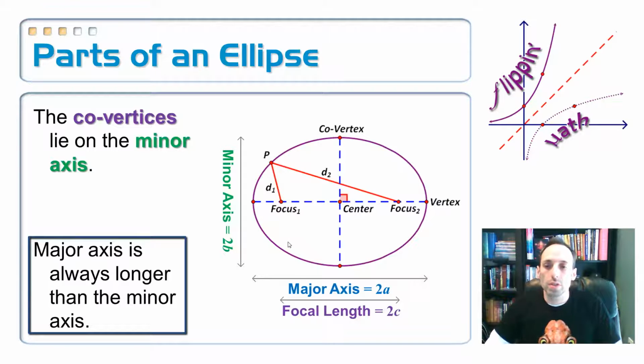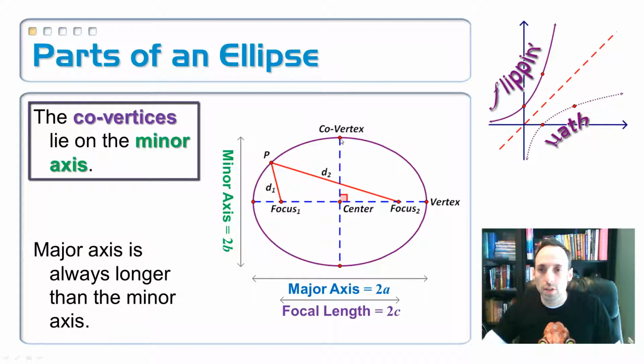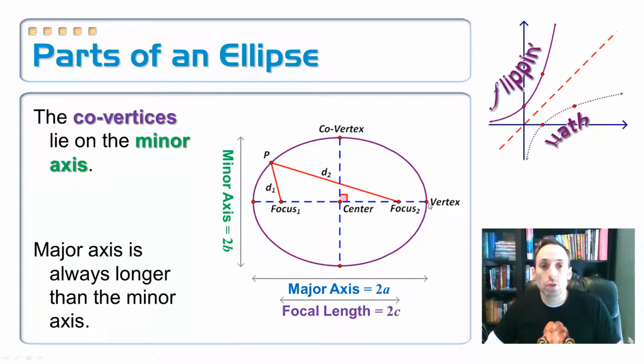Major axis is always longer than the minor axis. The co-vertices, this is the part that's over here at the top, are always the endpoints of the minor axis. And we're going to use 2b for the length of the minor axis. So the length of the minor axis is 2b. The length of the major axis is 2a. And then finally, the distance between the two foci is going to be 2c.